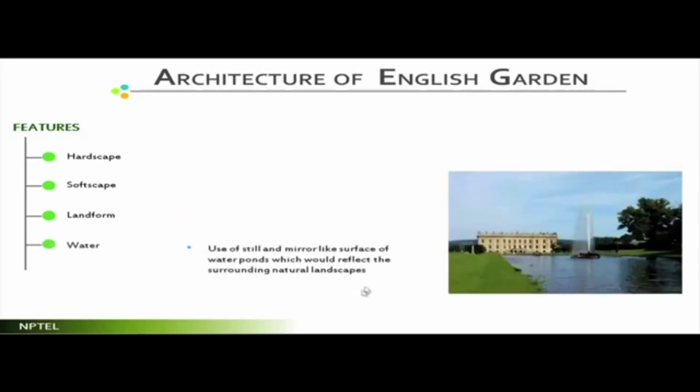Then water. They also have used still water as a reflecting pool. Now, the surrounding landscape is green, there could be a building, and also in the foreground there is a water body which would reflect the building, the sky and other landscapes. Here we do see a little bit of similarity with the French landscapes.